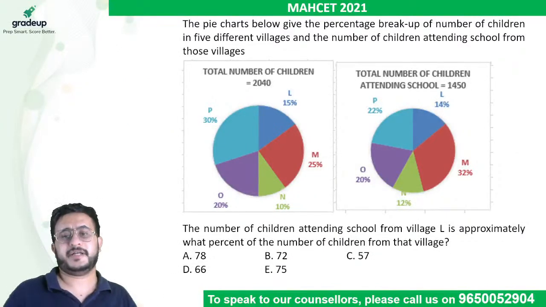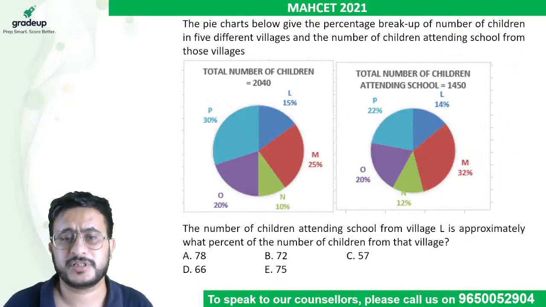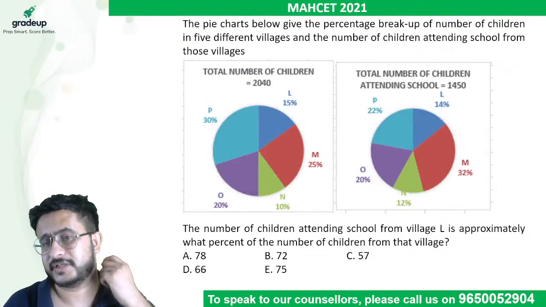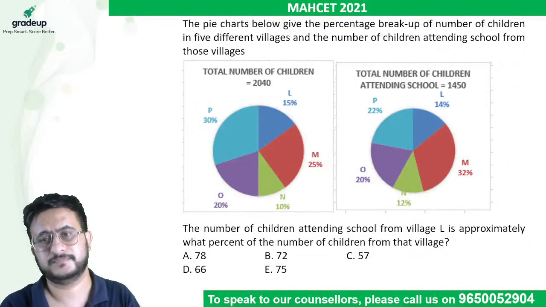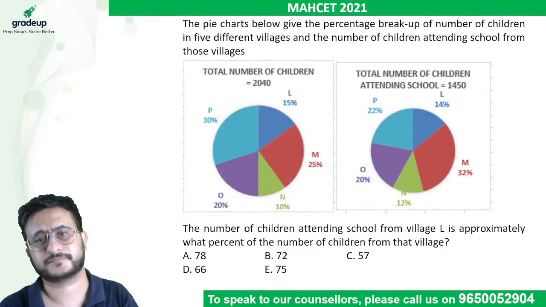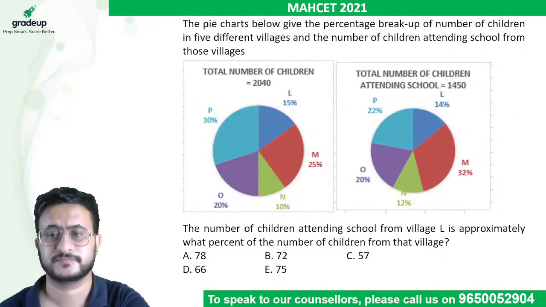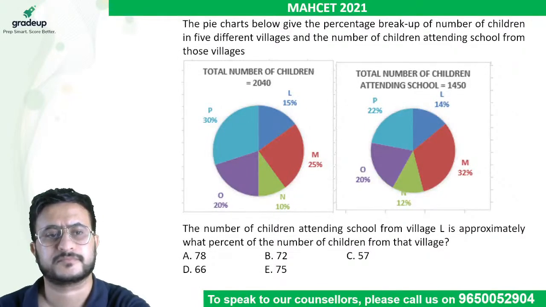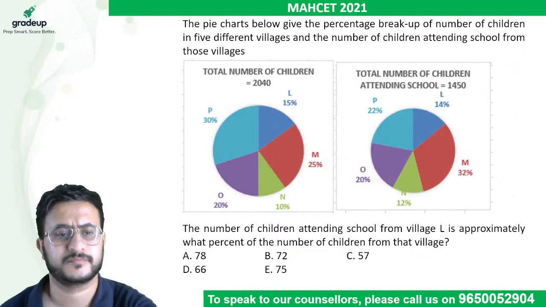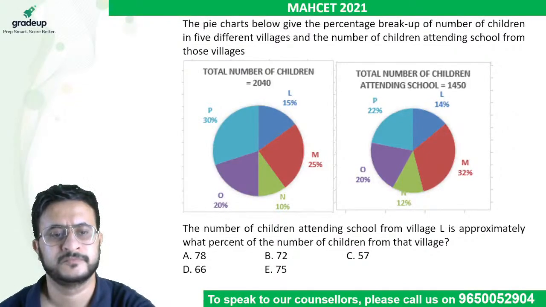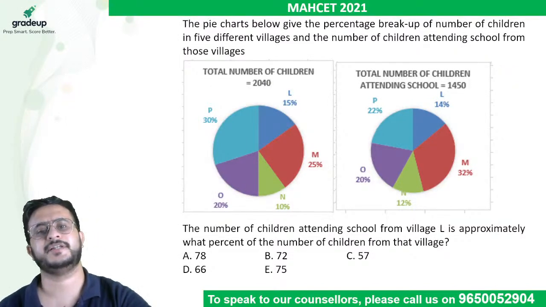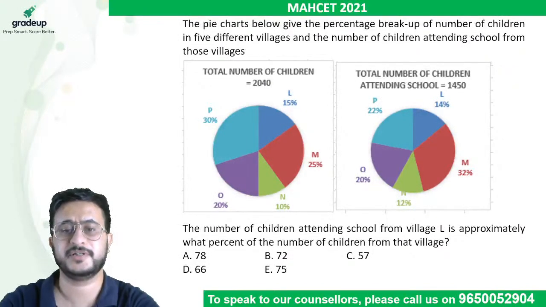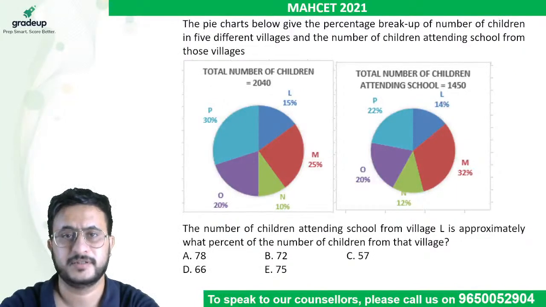The number of children attending school from village L is approximately what percentage of the number of children from that village? So the number of children attending school from L is what percent of the children from that village?